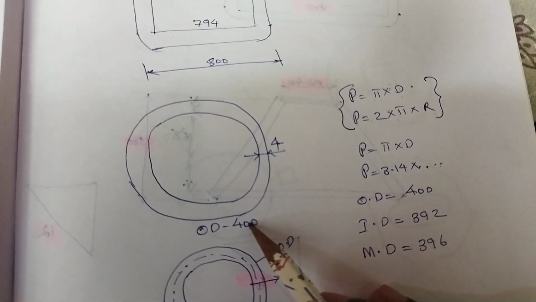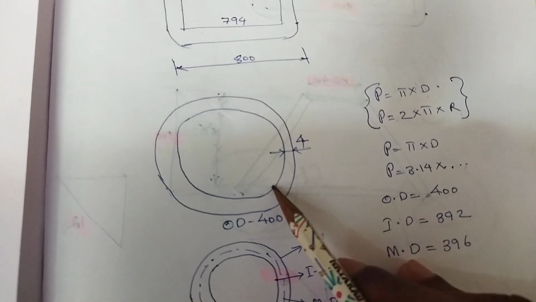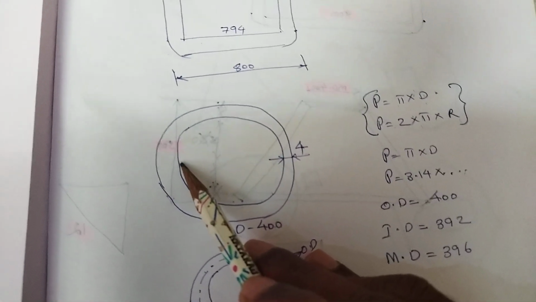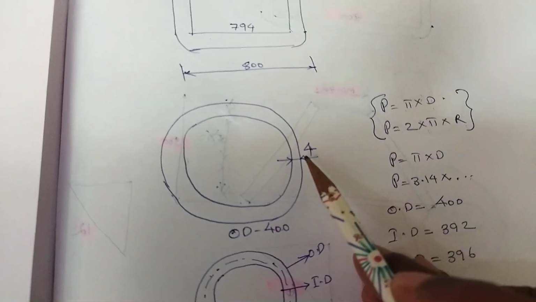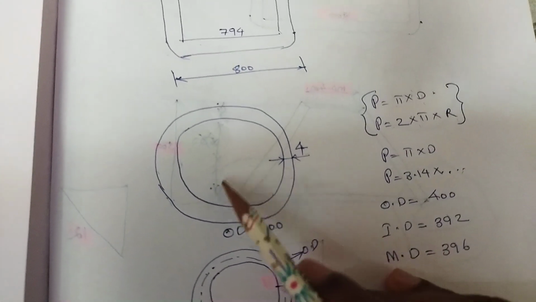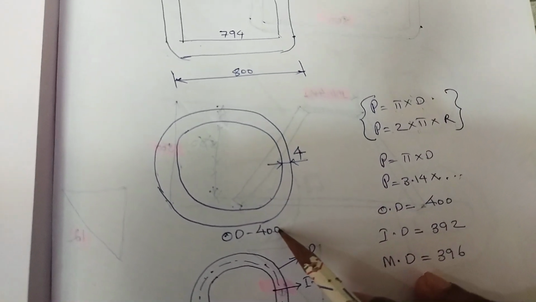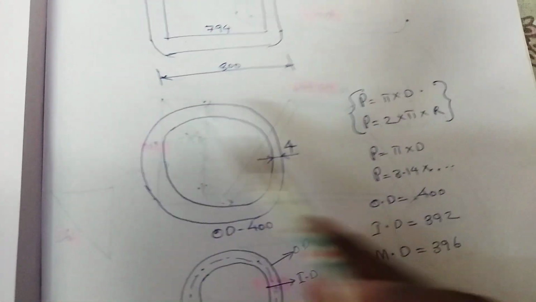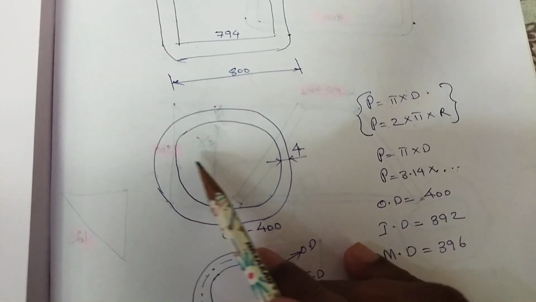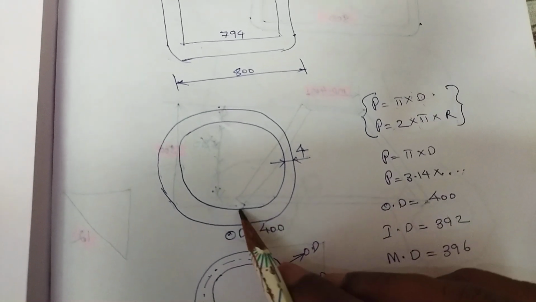But if it is OD, what will be its ID? ID means inner diameter. The diameter starts from here and ends here. That is ID. OD is the outer diameter, which starts from here and ends here. Then OD is 400. What will be its ID? We have to decrease 4, and again 4. One 4 is here, another 4 is here. 2 fours. It means 8 has to be decreased from 400. Then we will get ID.